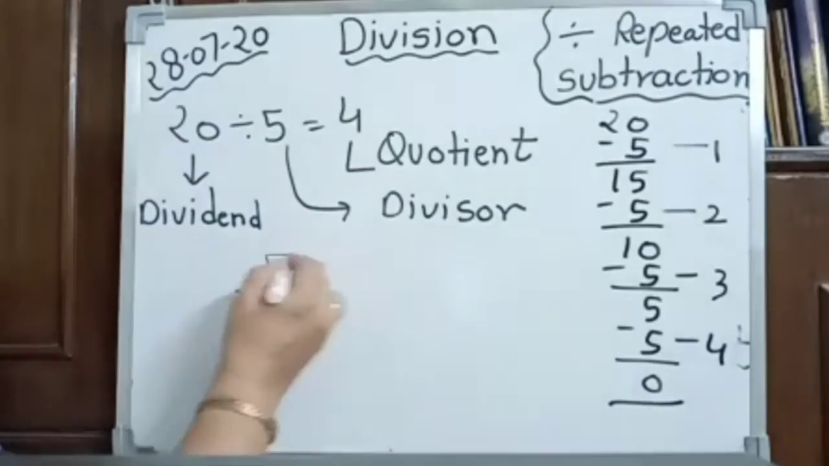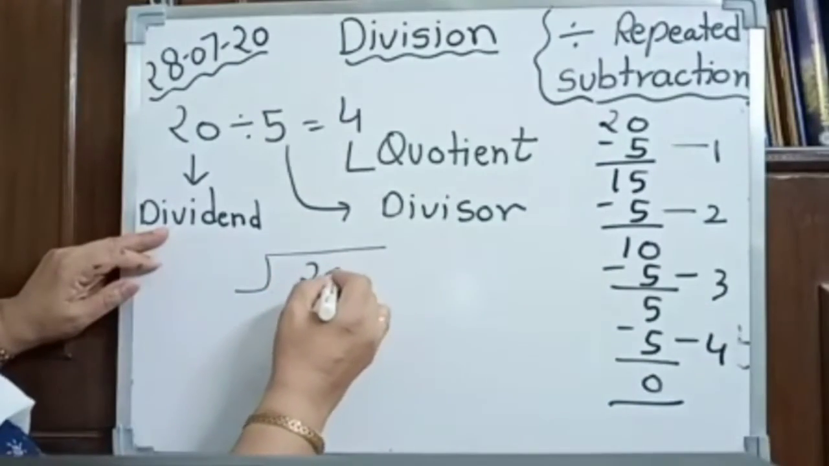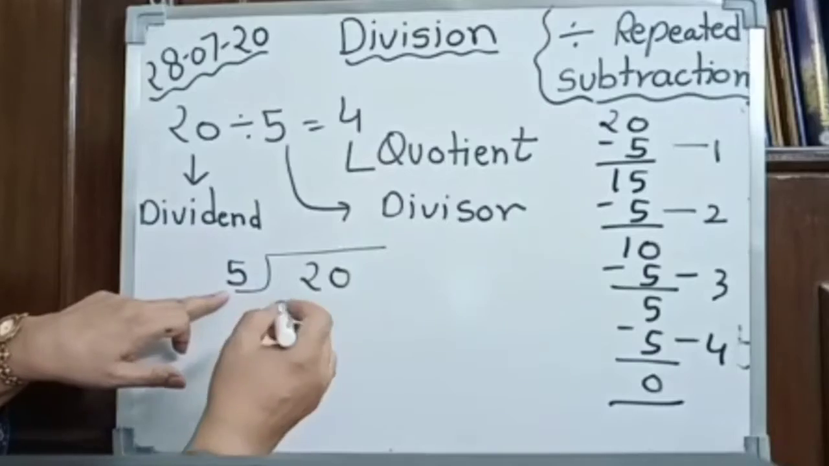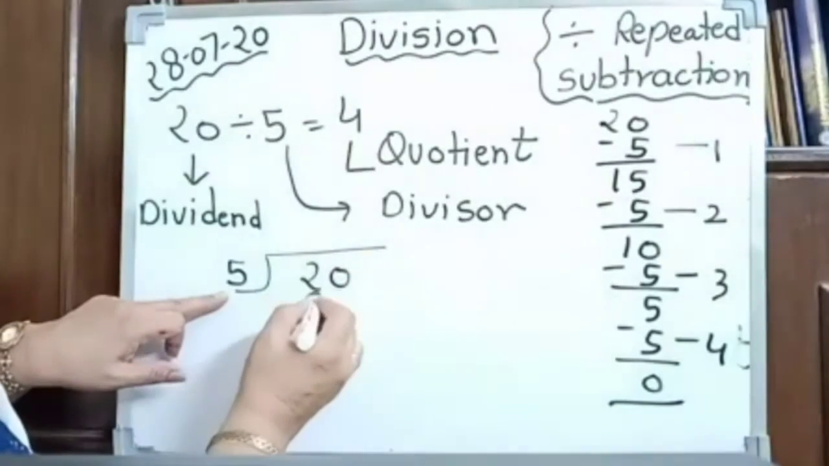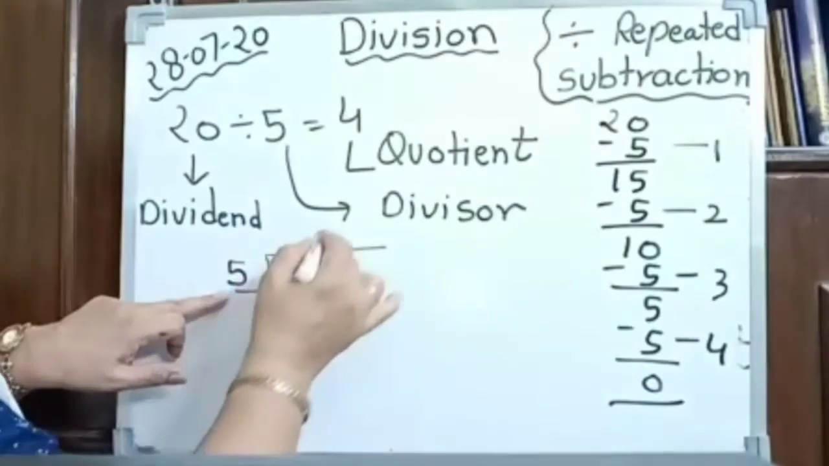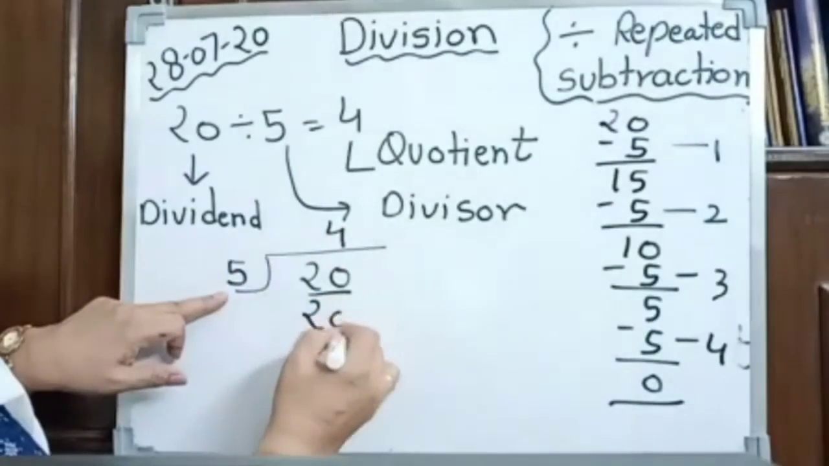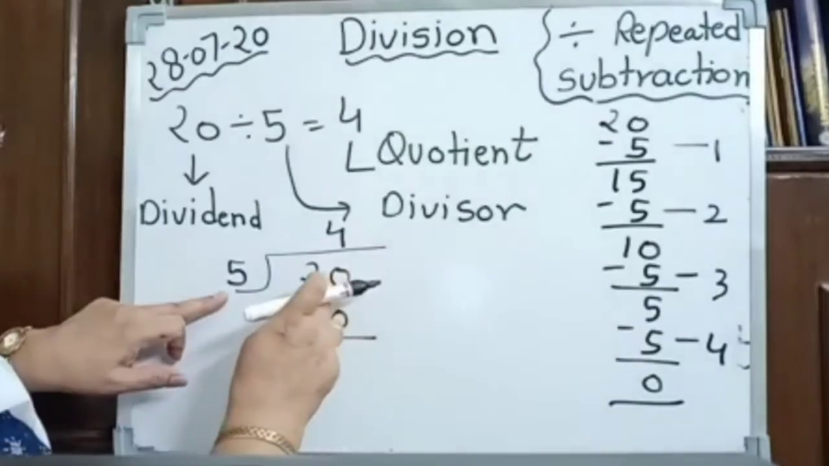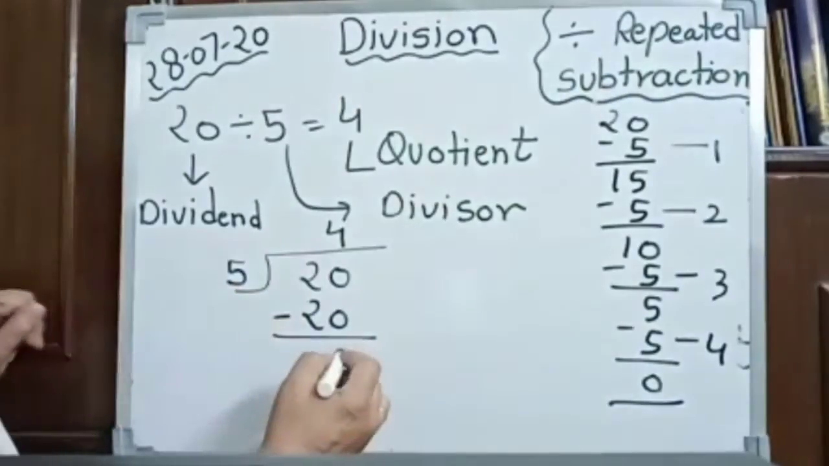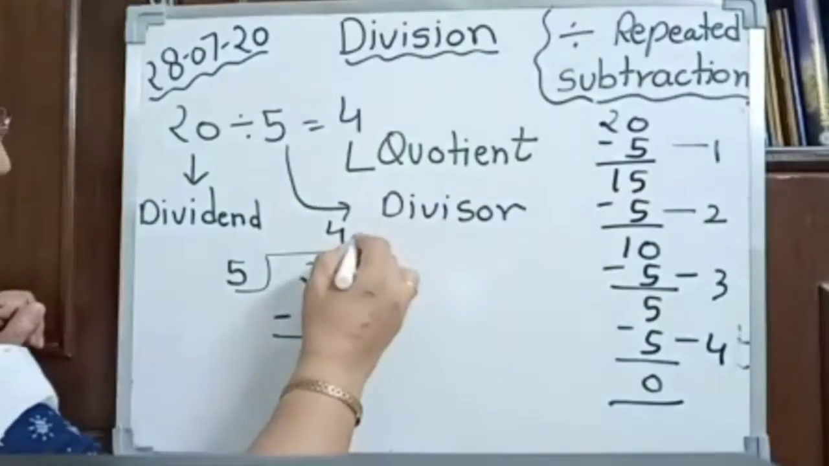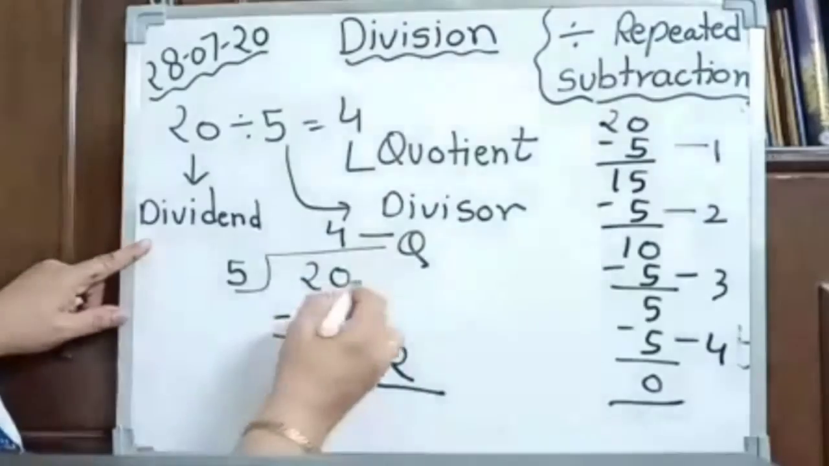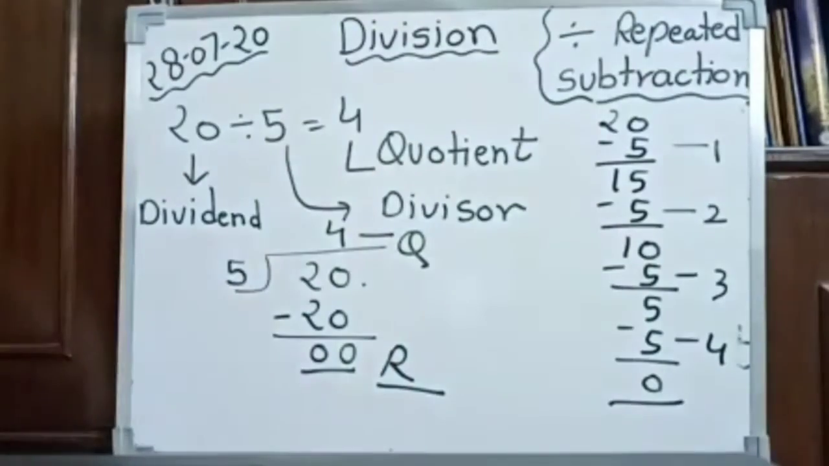Another method is like that. Here we have 20 in between and 5 outside. Now you count the table of 5. 5 is a smaller first number, so you go to the next number. That is 5 4s are 20. So this is subtraction. We have done repeated subtraction here. Now we have 0, 0. This is quotient, this is remainder, this is dividend, and this is divisor.